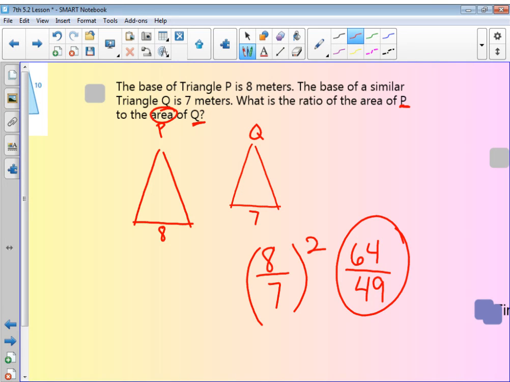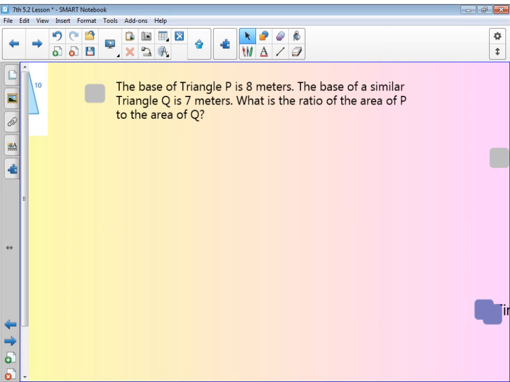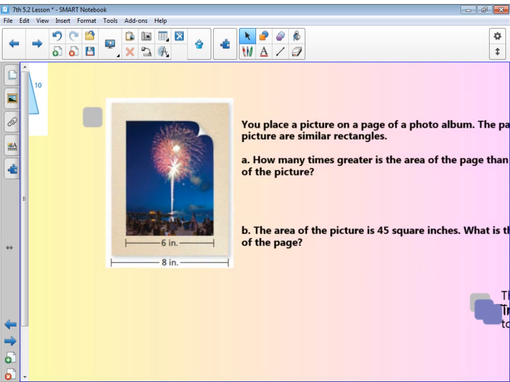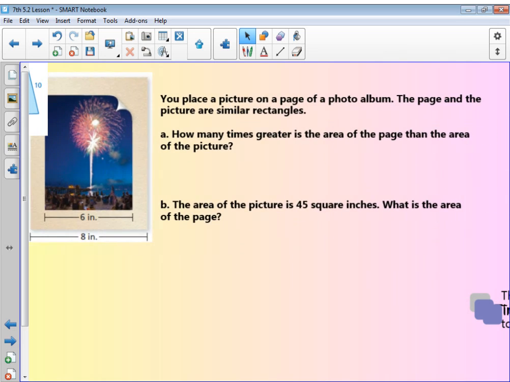So my final answer is that P is 64/49 the area of Q. Remember, when you're doing area, you have to remember to square that ratio once it's reduced, and in this case, it was reduced. I'm going to go ahead and give you one of those. Actually, maybe we'll do this one together.